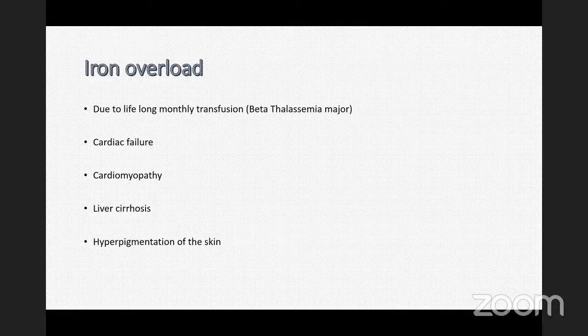And finally, iron overload due to lifelong monthly transfusion, as in beta thalassemia major, causing cardiac failure, cardiomyopathy, liver cirrhosis, and hyperpigmentation of the skin.